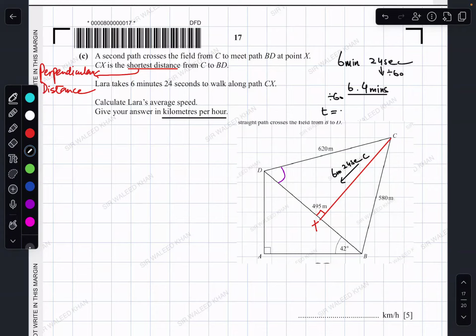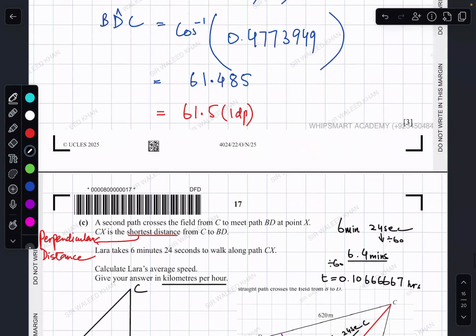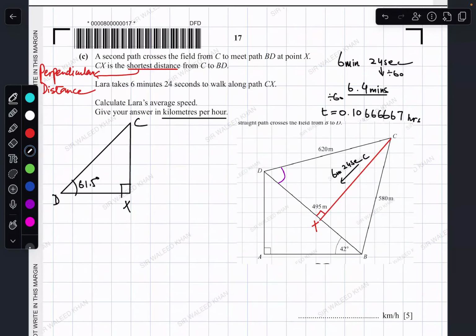So time will be 0.106666, this is recurring, so I can just put it like this, hours. I change the minutes into hours. Now we have the time. We want the distance. That means I need the length of CX. So if I draw it over here like this, this is 90 degrees at X, this is C, and this is D. The angle of D given is 61.5. This is 61.5. So we have this length, hypotenuse, and I want this length.